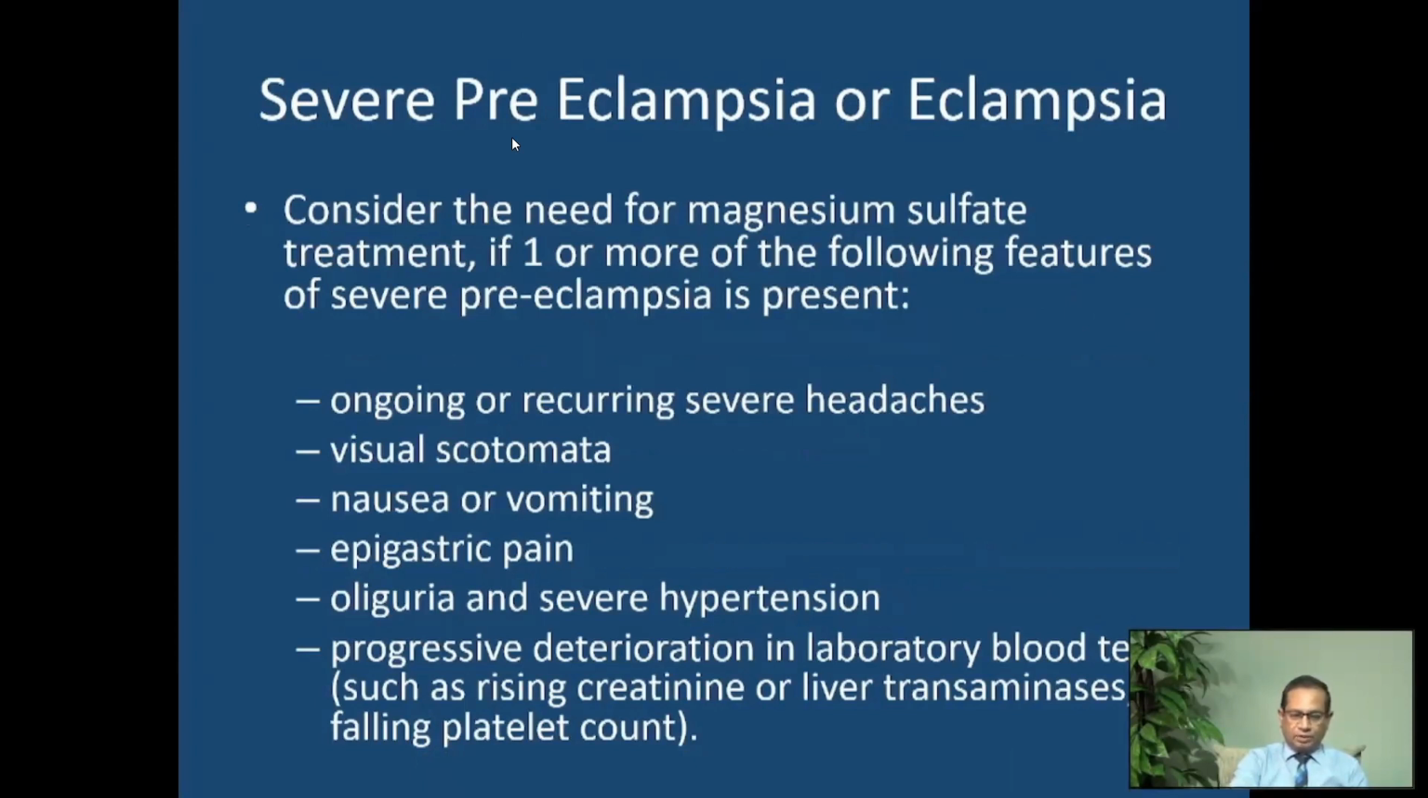One is ongoing or recurring severe headaches, visual scotomata, nausea, vomiting, epigastric pain, oliguria and severe hypertension, and progressive deterioration in laboratory blood tests such as rising creatinine or liver transaminases or falling platelet count.